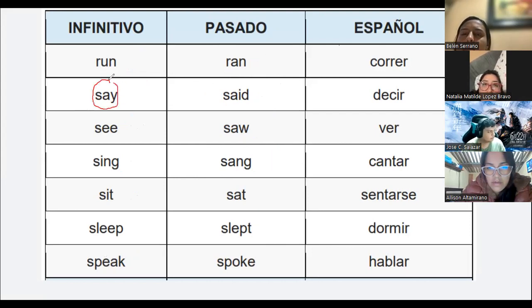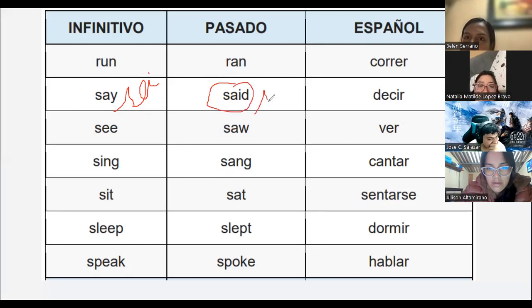Este pronunciamos say, como que si estuviera escrito like this. Say. Pero este se pronuncia said, a little bit like this. Said, como con una E. Say, said. Say, said.